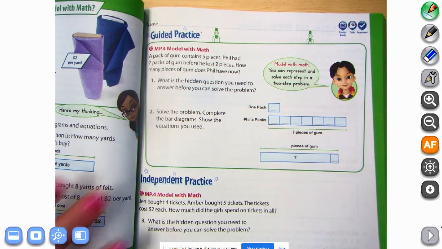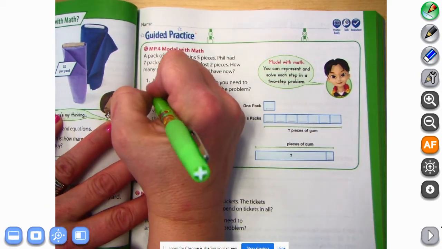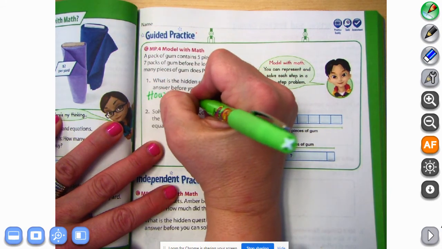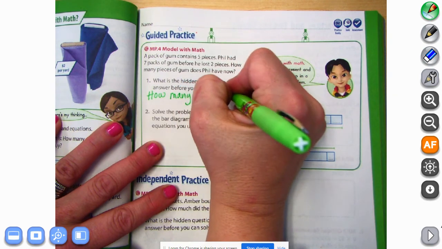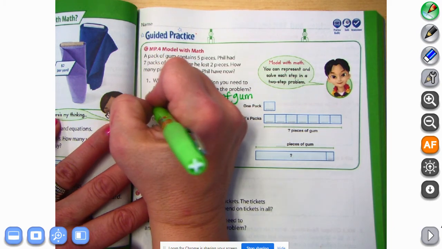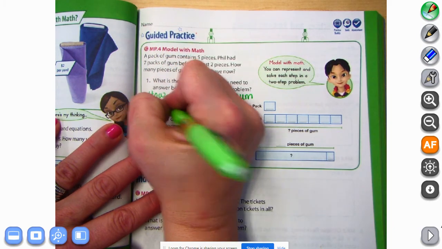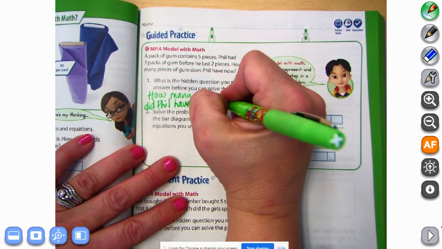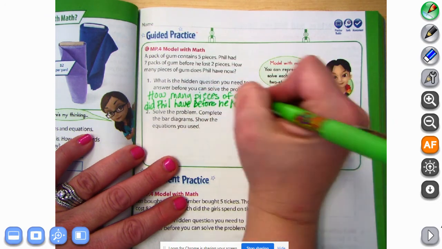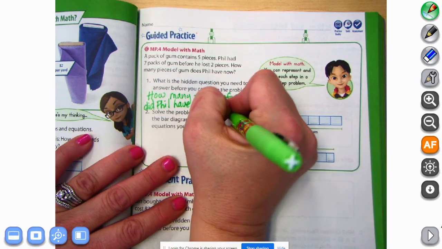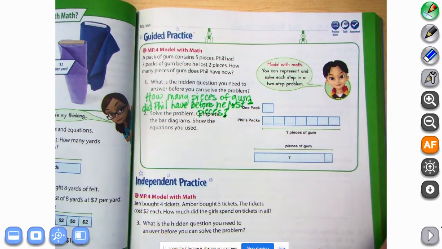All right. What you would need to know is how many pieces of gum did Phil, that's his name, have before he lost 2 pieces? And that's a question. So that's what we need to know. How many pieces of gum did he have before he lost those 2 pieces?